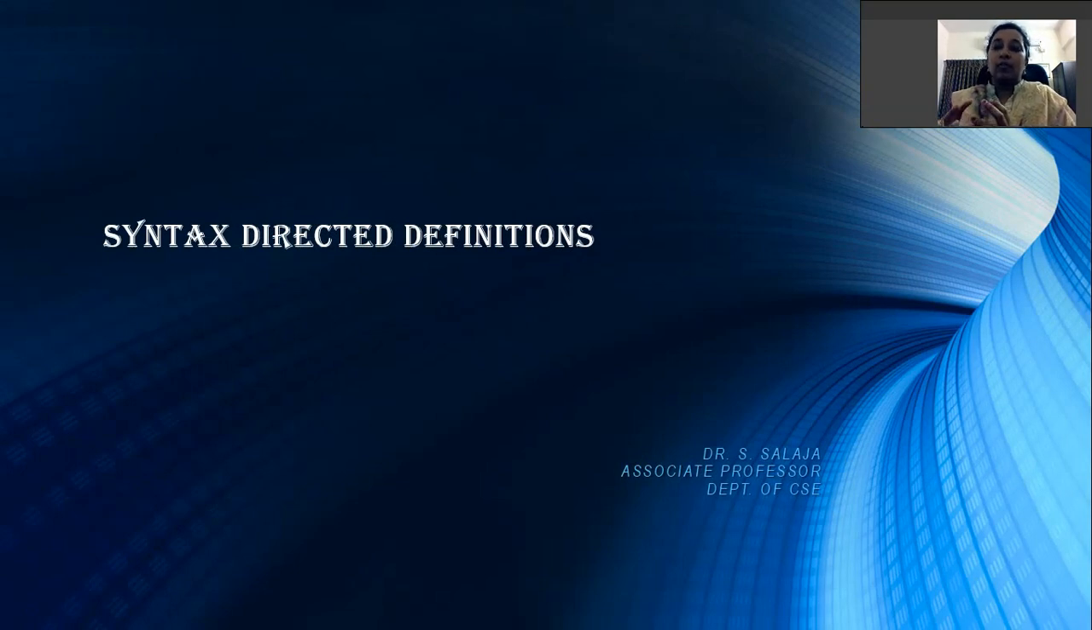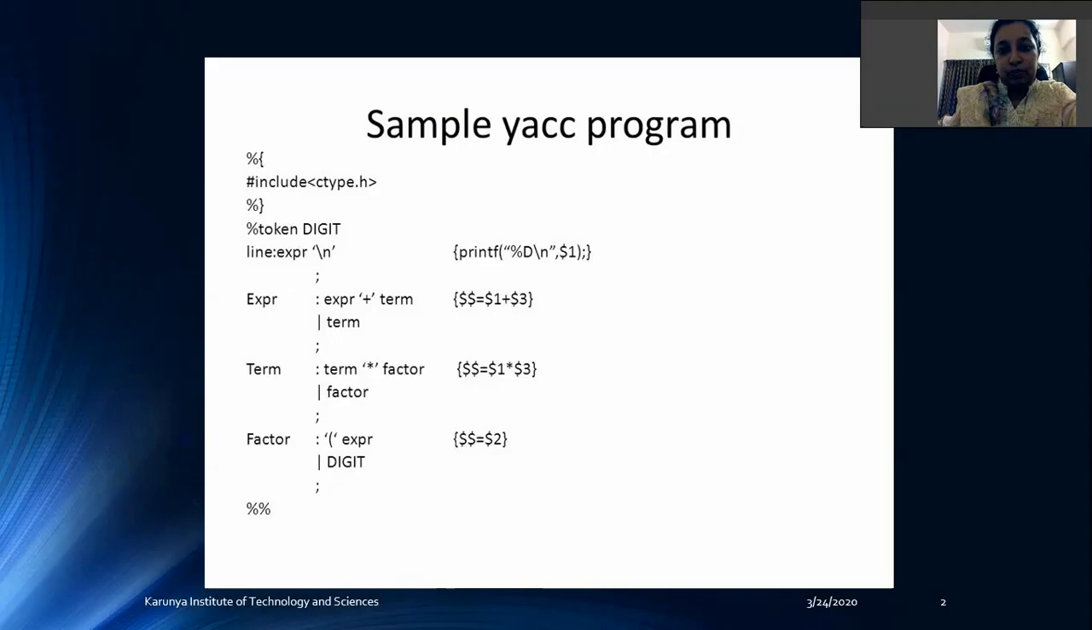We are supposed to understand what those definitions are and how we are going to represent the different evaluations which can take place. What evaluations can take place and can be represented in a syntax directed definition is explained in this video. So these things we call semantic rules.